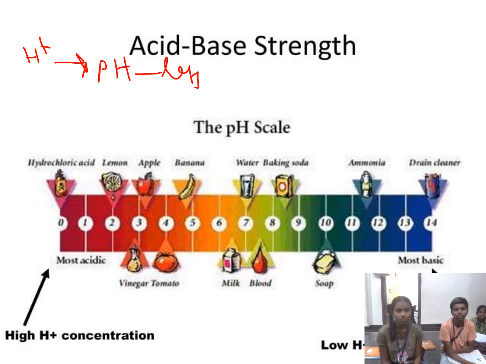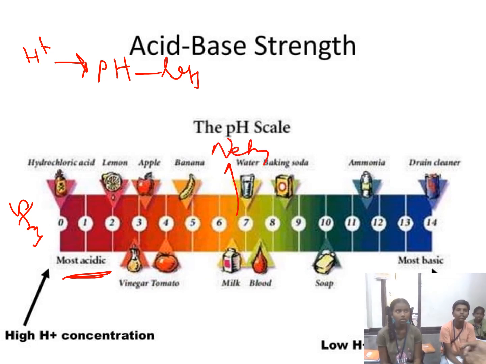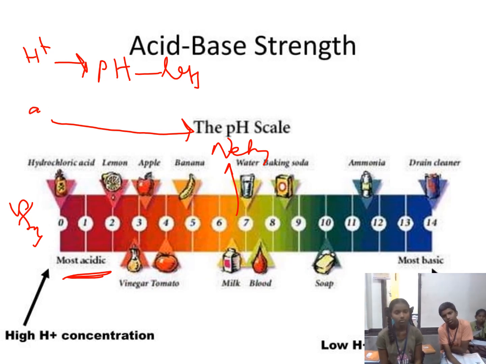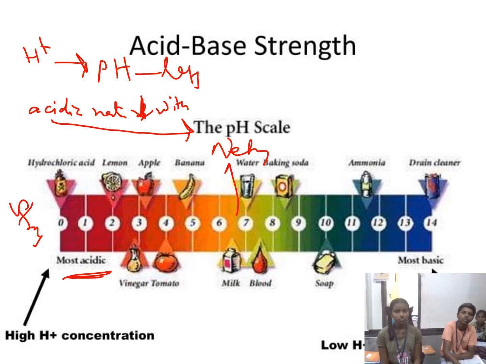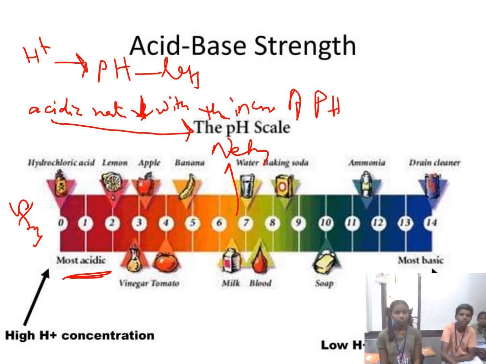Because if the pH is lower, here we get the strong acid. Okay, what did we take 7 to be? 7 is neutral, right? So if it is closer to 7, the acidic nature is less. As the pH value increases, the acidic nature decreases. Acidic nature decreases with the increase of pH. If the pH is 7, then the solution is neutral. If the pH is beyond 7, it is a basic solution.